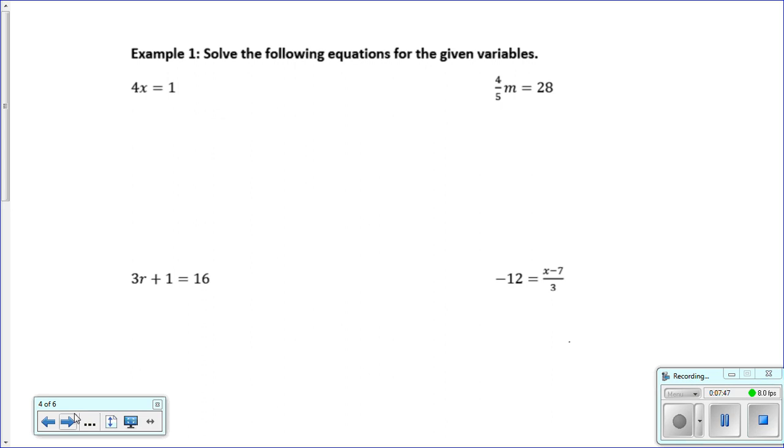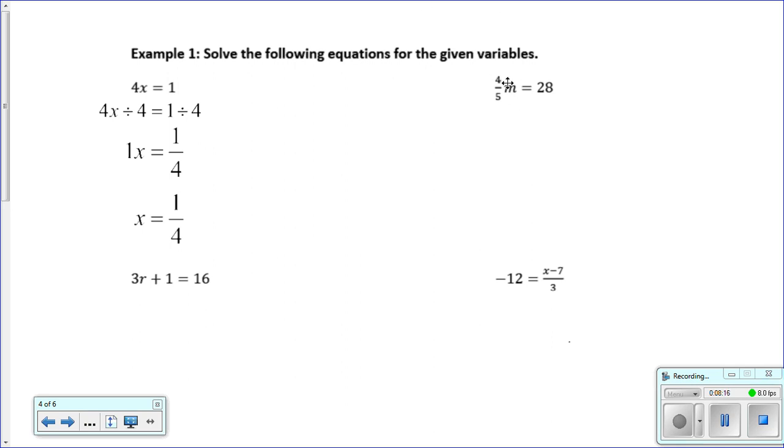So, examples. We have to solve the following equations for the given variables. So, 4 times x equals 1. That's multiplication happening to the x. So to undo it, we divide everything by 4. That's our division property of equality there. So 4x divided by 4 gives us 1x. 1 divided by 4 gives us 1/4. So x equals 1/4. Okay?